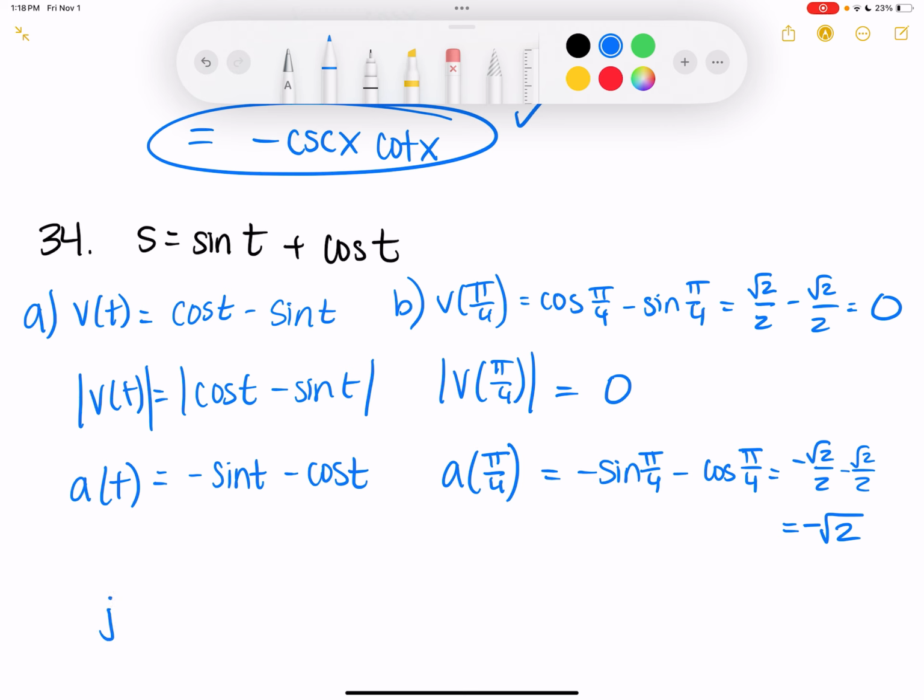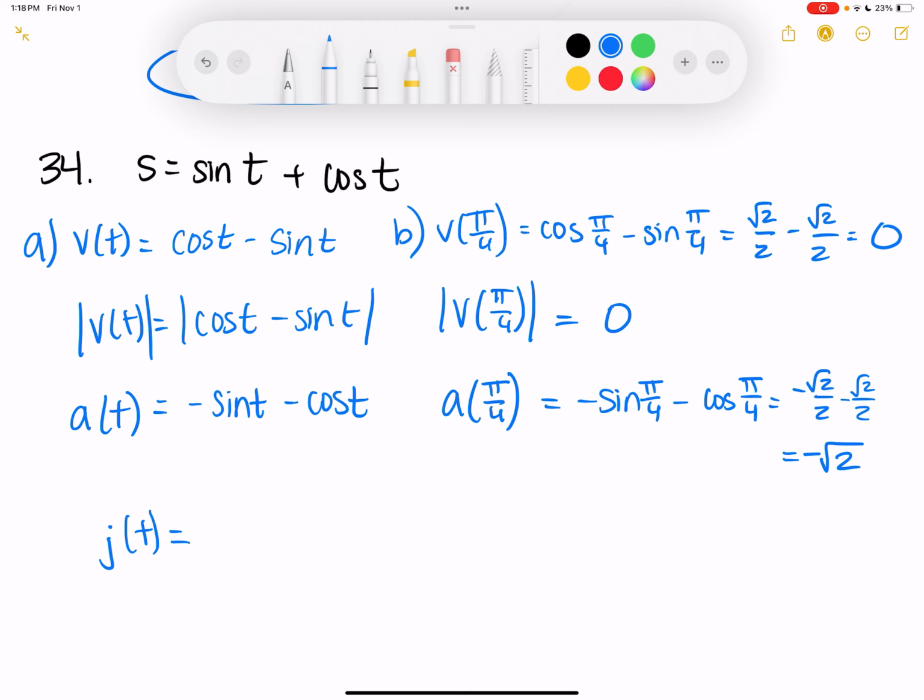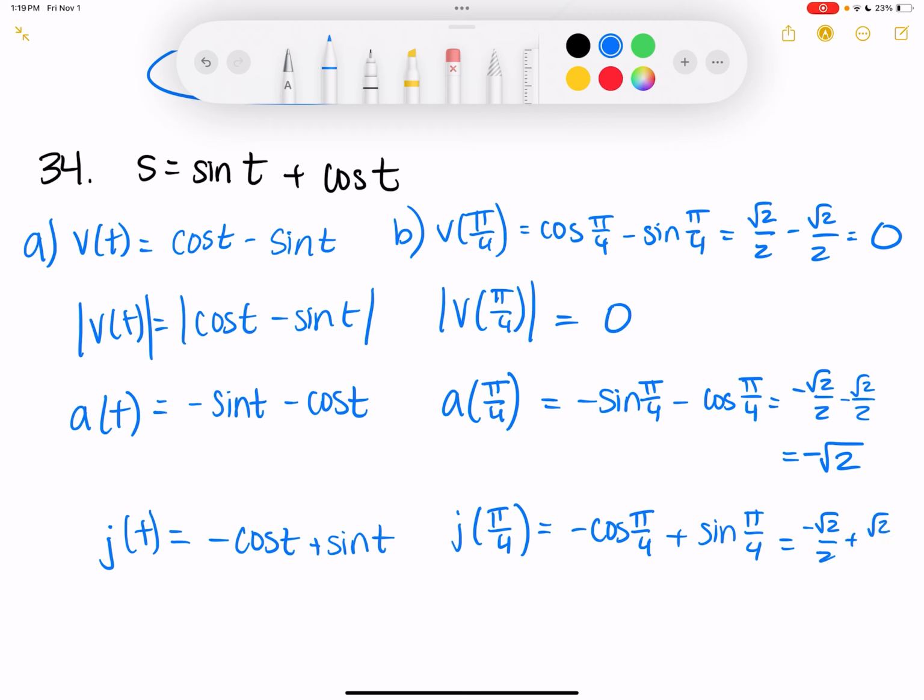And jerk. It's me. It's Josh. What is the equation for jerk? That would be negative cosine of t plus sine of t. And then jerk at pi over 4 would be negative cosine of pi over 4 plus sine of pi over 4, which would be negative root 2 over 2 plus root 2 over 2, which is 0. What a jerk.